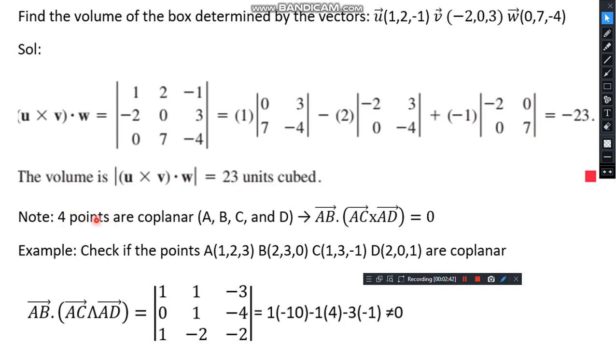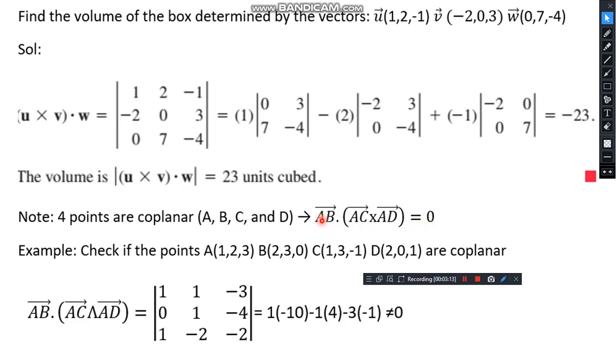Now this is very, very important. Note, 4 points A, B, C, D are coplanar, belong to the same plane, if AB dot AC cross AD is 0. Why? In that case, the volume of the parallelepiped will be 0. When the volume is 0, it means I don't have an elevation. So if you want to prove that 4 points are coplanar, you need to show that AB dot AC cross AD must be 0.